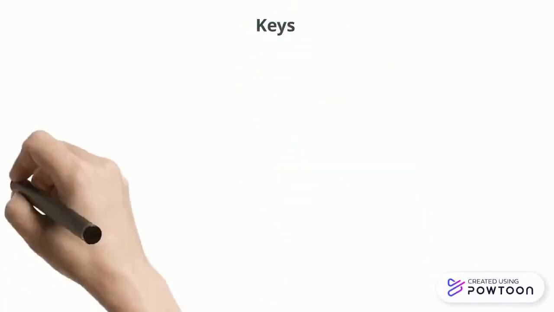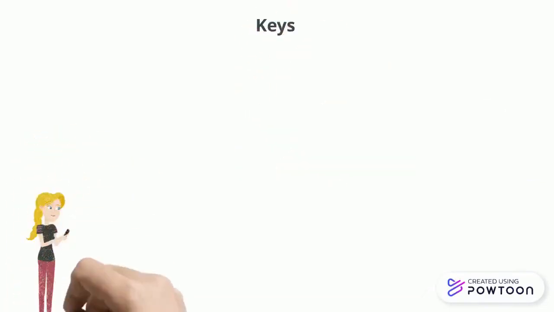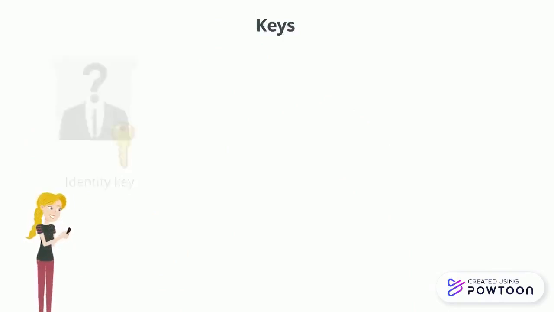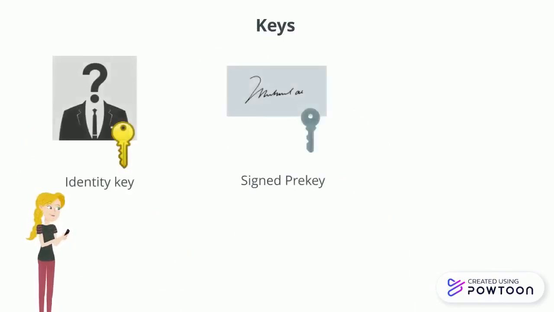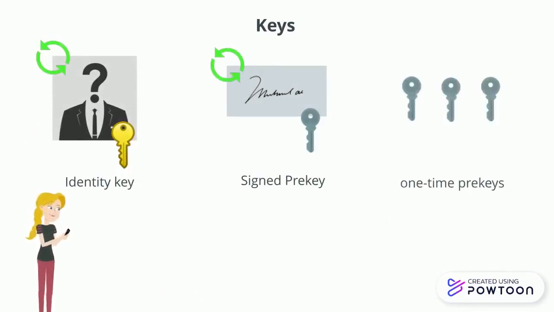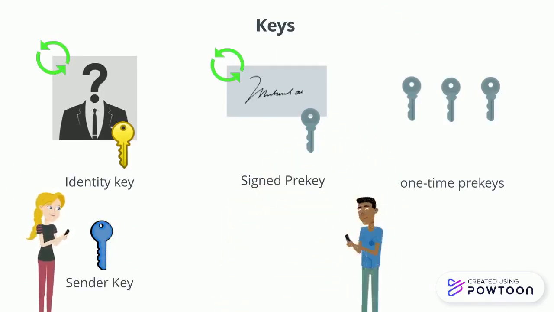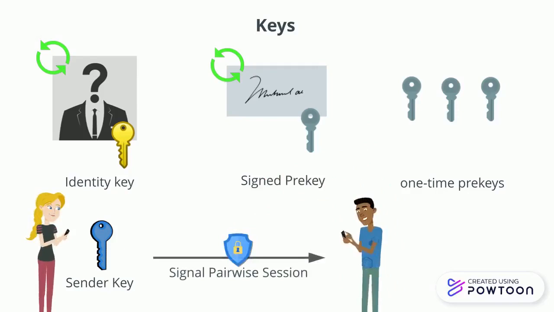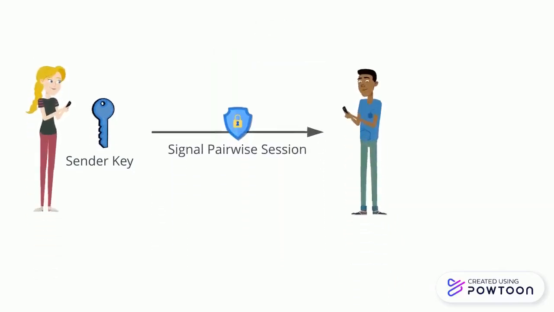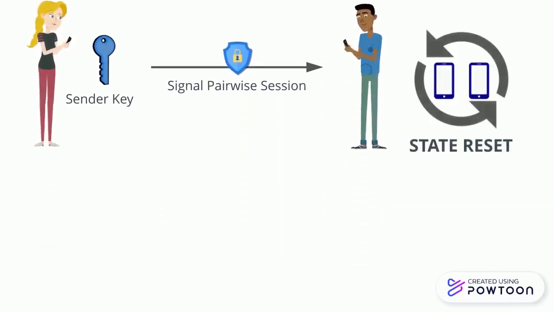Let's talk about the different key types a user would have. In the STIC protocol, Alice would have an identity key and a signed pre-key, both of which refresh every while, in addition to a list of one-time pre-keys. Also, Alice would have a sender key for every party she is a member of. Alice can send Bob her sender key through a Signal pairwise session. Traditionally, Bob will not be able to decrypt Alice's sender key after state reset.